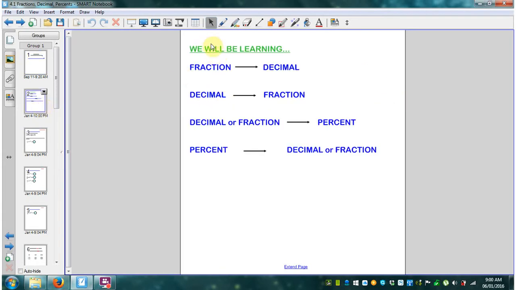Okay, so like I said, no need to write this down. I just wrote this out so you can see all the conversions we'll be learning. We will be going over changing fractions to decimals, changing decimals to fractions, and then taking decimals or fractions and changing to percent, and then going the other way, percent to decimal or fractions. So I have this lesson broken down into 4 different sections. And let's start with the first one, fractions to decimal.